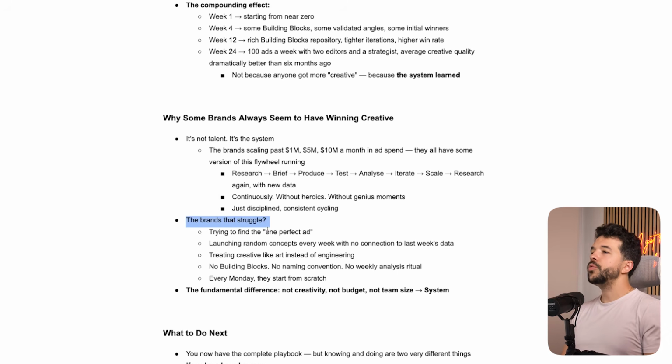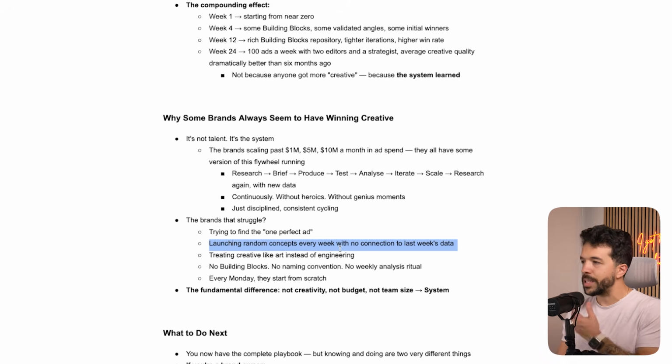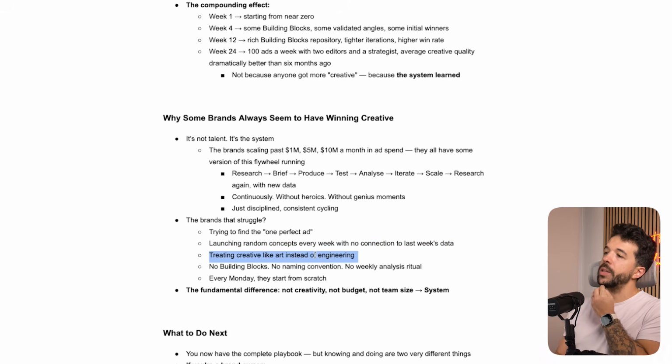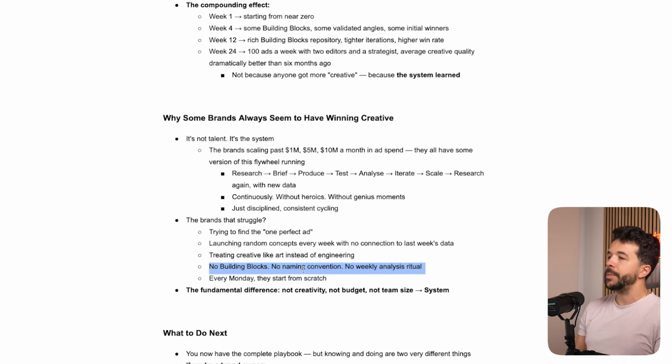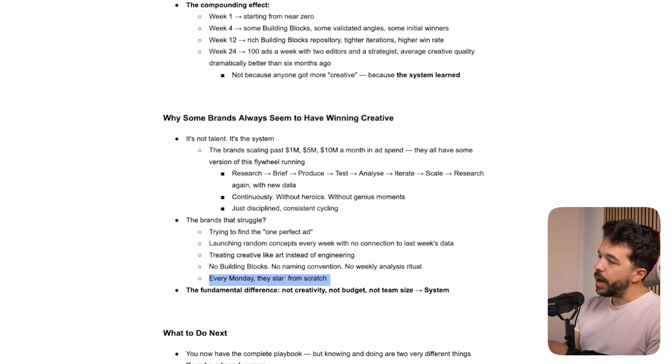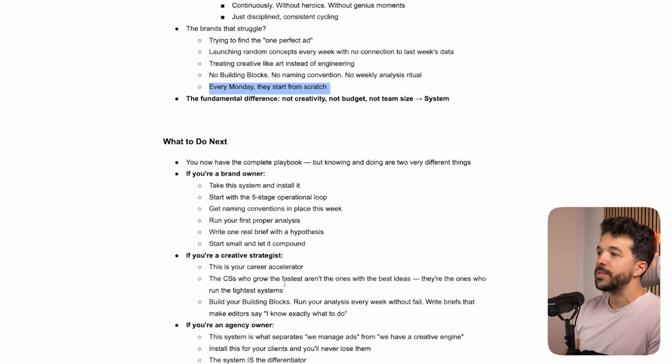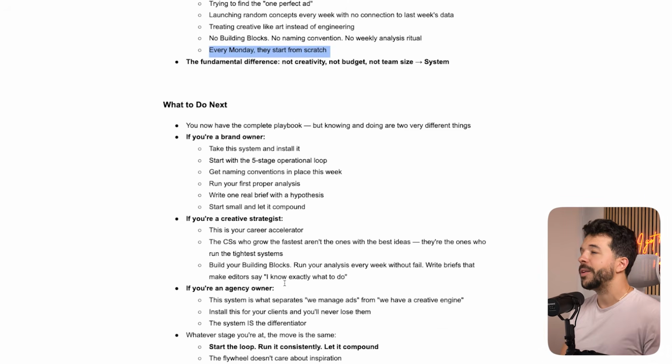The brands that struggle usually are trying to find that one perfect ad. They're launching random concepts every week with no connection to last week's data. They're treating creative like art instead of engineering. They don't have any building blocks. They don't have any naming convention. They don't have weekly analysis rituals. Every Monday, they start from scratch. And by now, you know that this is not what we do here. And this is what we cannot tolerate from you from now on.